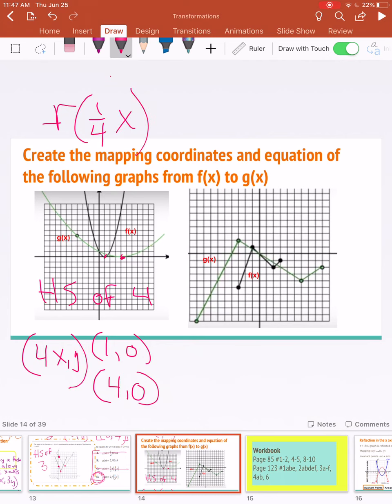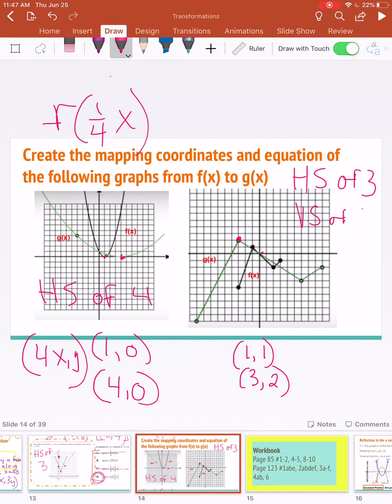Okay, and the next one, again, I'd probably key on some key points. I know it's a stretch and not a reflection or a translation because there is an invariant point on the origin. Okay, so I'd probably focus on these points. So my original graph has an x value of 1 and a y value of 1. My new point has an x value of 3 and a y value of 2. So just looking at that, I would automatically guess the horizontal stretch would be of 3 and the vertical stretch would be of 2.